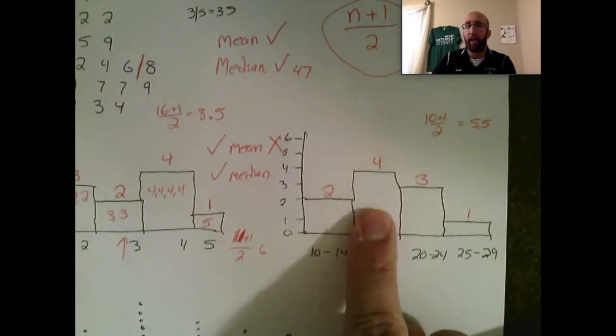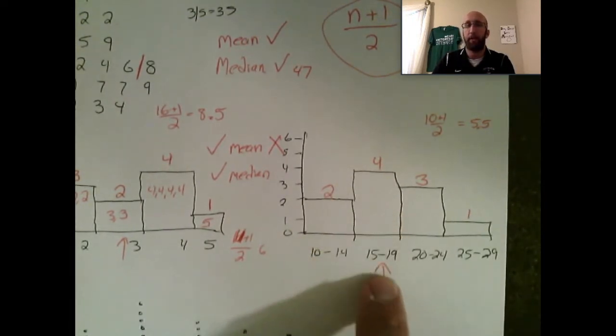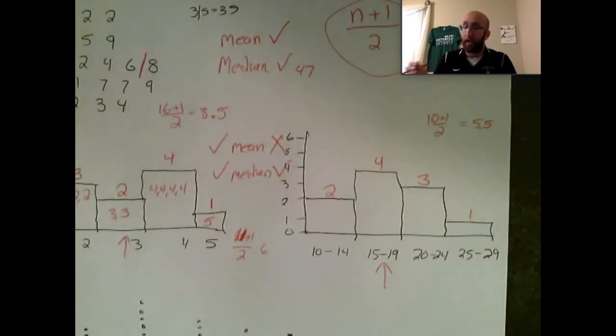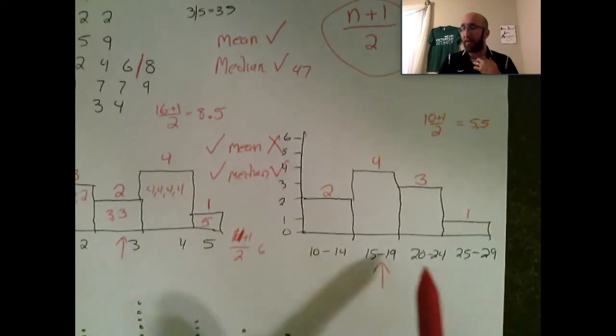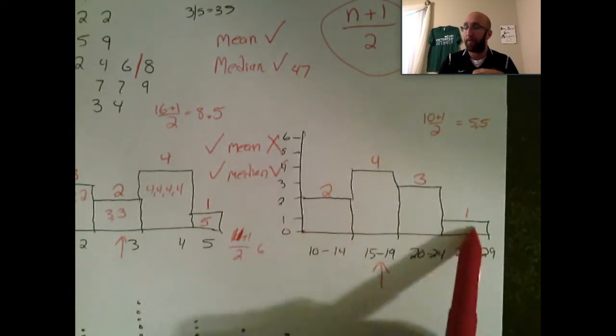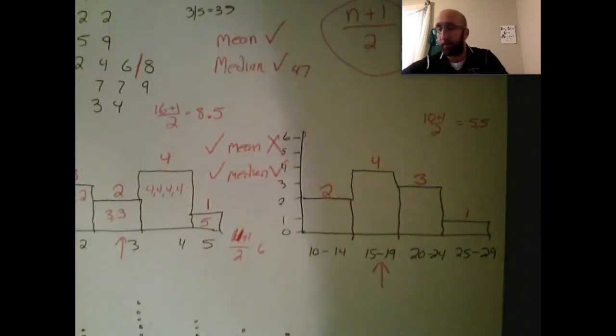Both my 5th and 6th data point fall in here. So it's in between the 2 in here. So I know my median is in the 15 to 19 range. So you can still calculate a median no matter what type of histogram you have, but depending on the classes, it might be impossible to calculate a mean since we don't know the specific values of these data.